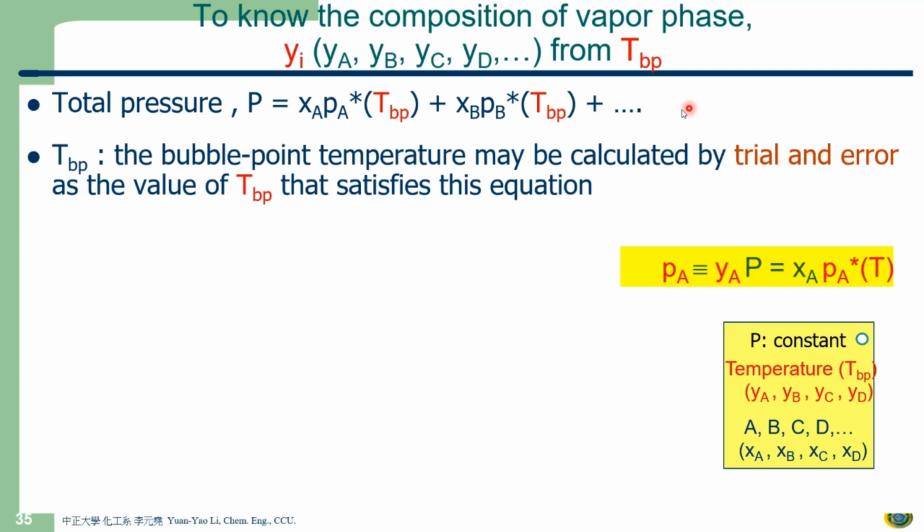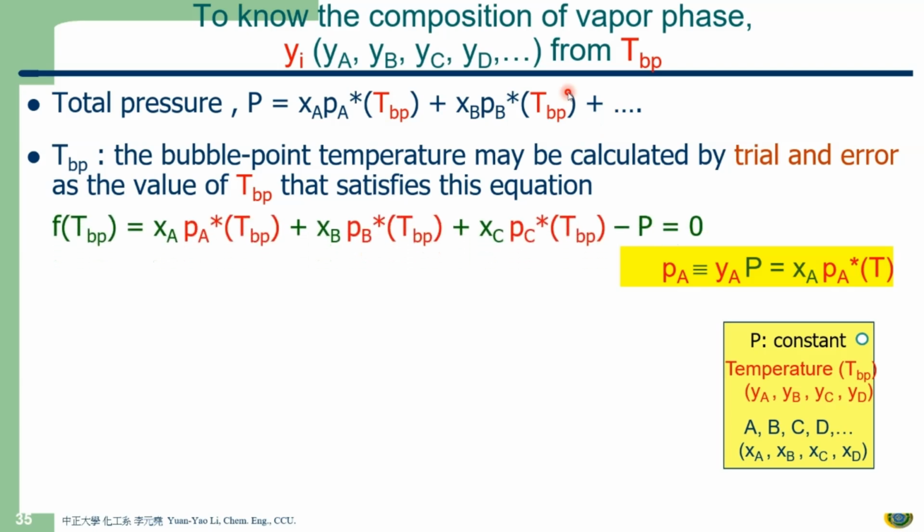And then what? The bubble temperature may be calculated by trial and error, as the value of the TBP that satisfies the equation. So the important thing is you have an unknown here, right? And this is what you want to know. But can you get this? How do you get this point? How can you get this one, the vapor pressure of A, vapor pressure of B? We use trial and error. You know that the total pressure you already know, so this is known. And you have to make this equation become 0. Right? You have to make this equation become 0.